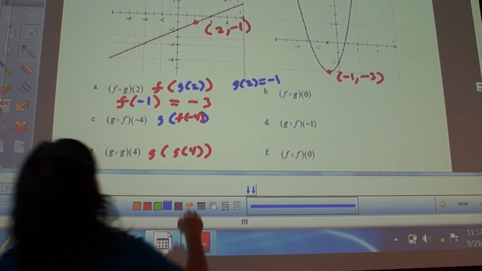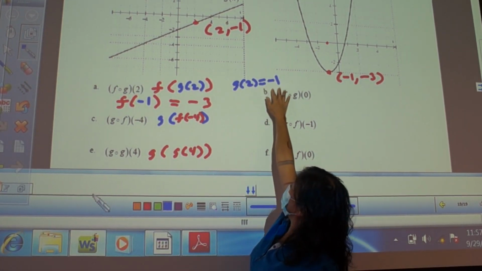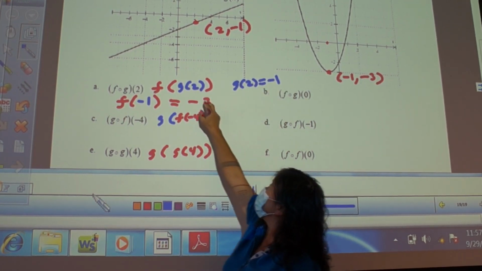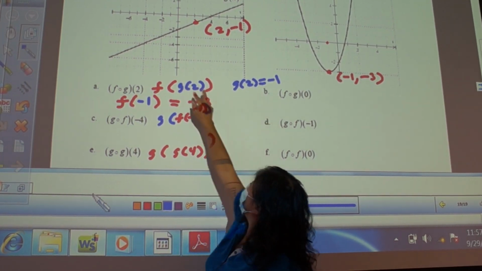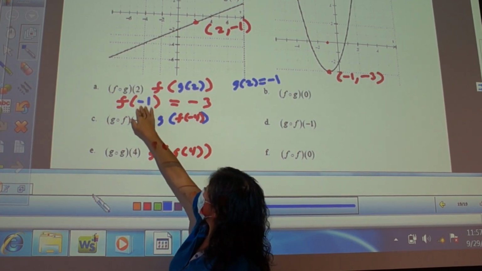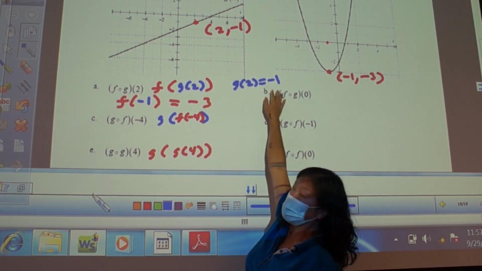What helps is, if you find G of 2, G of 2 is negative 1. They're the same thing. G of 2 and negative 1 are the same thing. So everywhere you see G of 2, instead of writing G of 2, you can just write negative 1. So this becomes, instead of having G of 2 there, you can just write negative 1 instead, because they're the same thing. Right? Once you find G of 2.